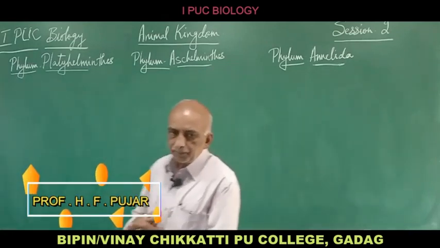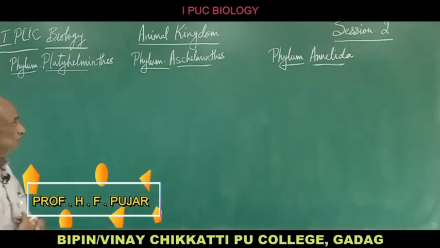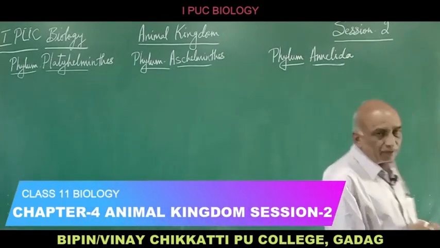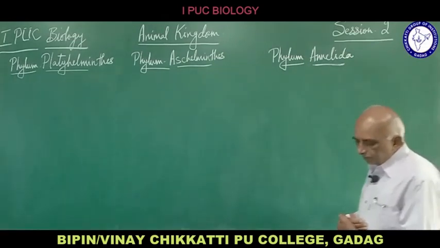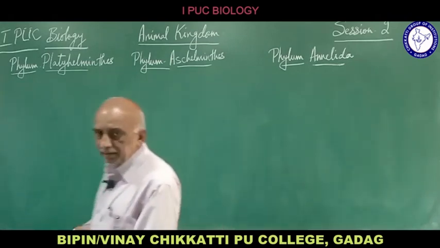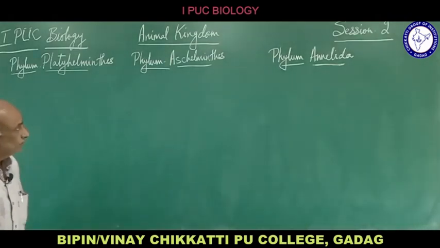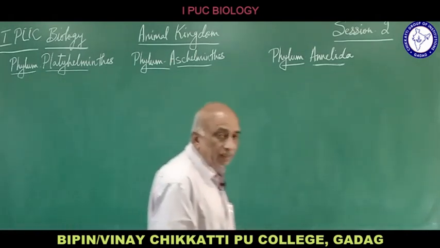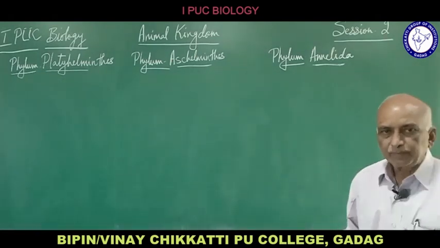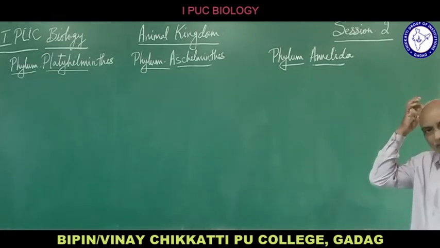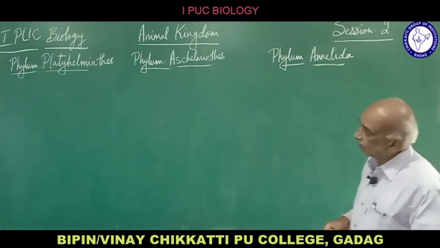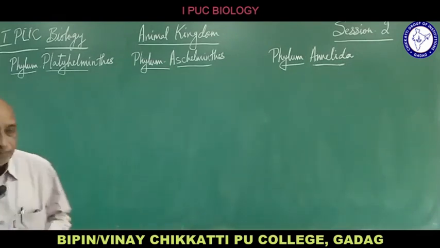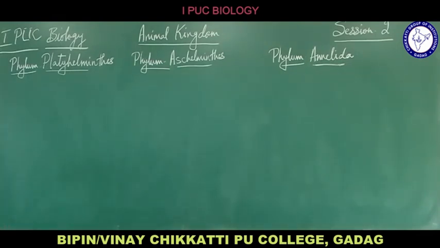In the animal kingdom, we are studying the different groups which are called divisions or phyla. Already we have studied the phylum Porifera, phylum Coelenterata, and phylum Ctenophora. Next are the phyla Platyhelminthes, Aschelminthes, and Annelida. Then we come across phylum Mollusca, phylum Arthropoda, phylum Echinodermata, and so on. Now coming to the first phylum, Platyhelminthes.